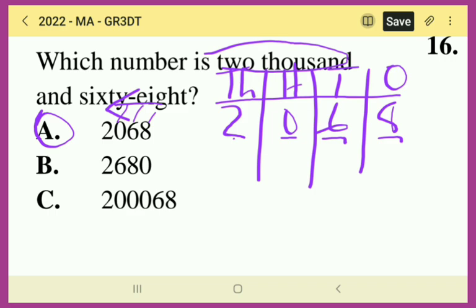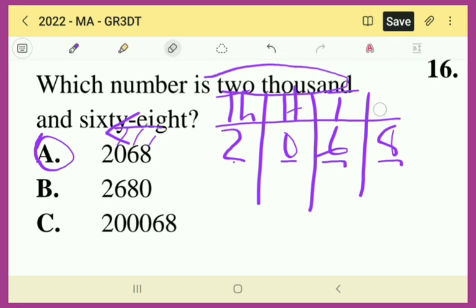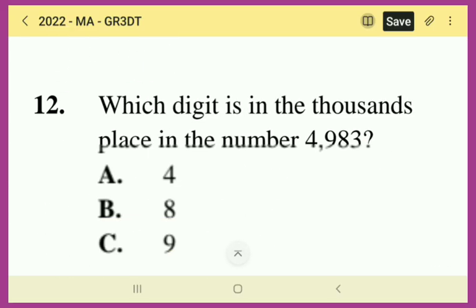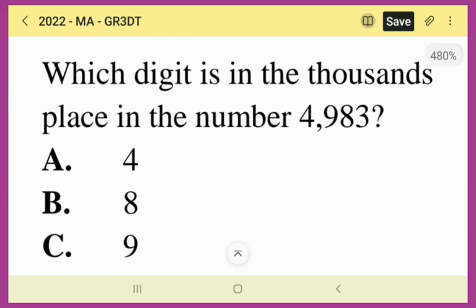We grab and we run. Good job. Grab and run. No need to work the others. We found our answer. No need to tarry. Number 12. This is for the boys now.